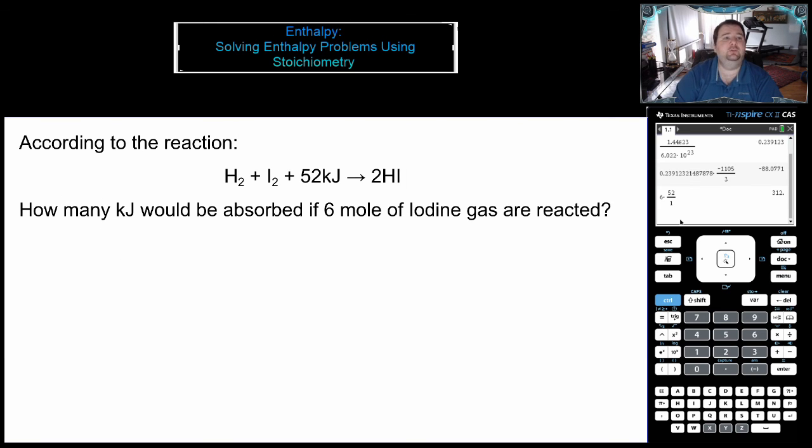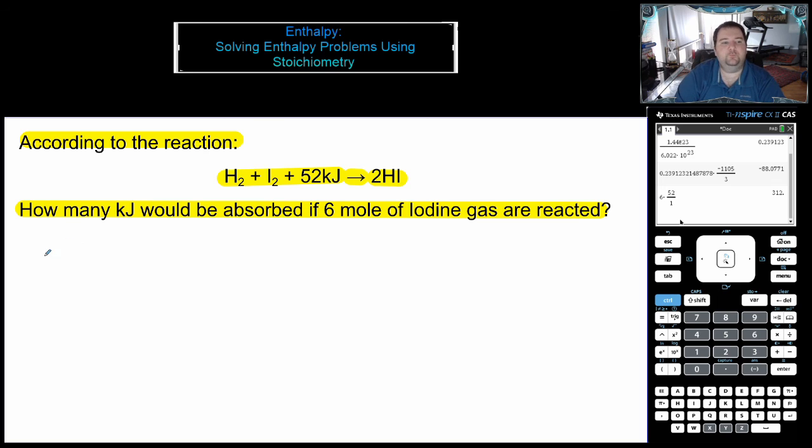So in this problem, according to the reaction below, hydrogen gas is mixing with iodine gas and is absorbing 52 kilojoules in the process, and it's going to create 2 moles of hydroiodic acid. How many kilojoules would be absorbed if 6 moles of iodine gas were reacted? Well, let's go ahead and give this a shot.